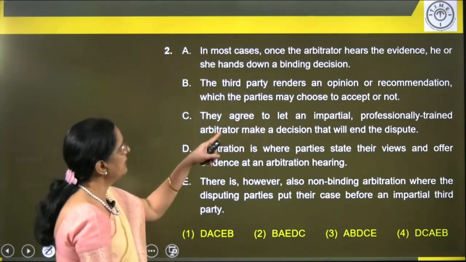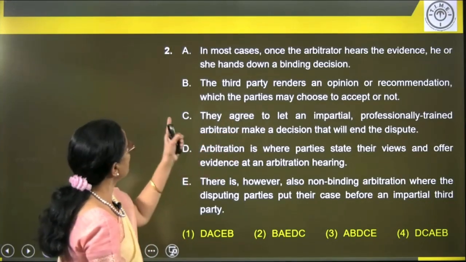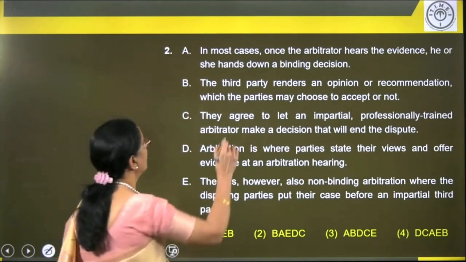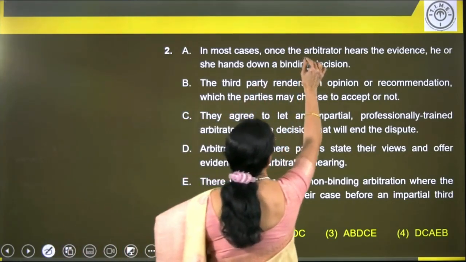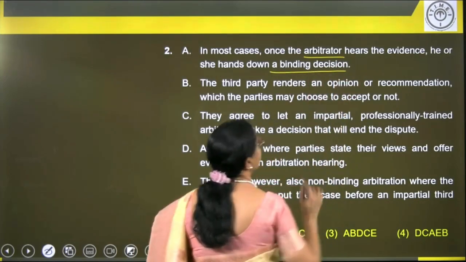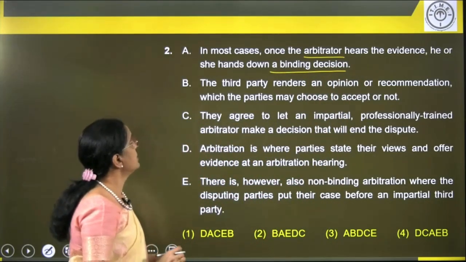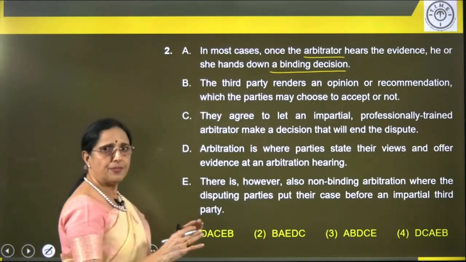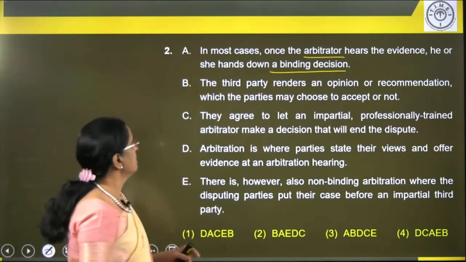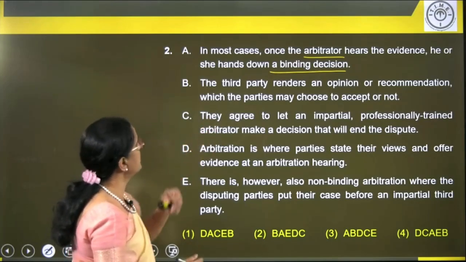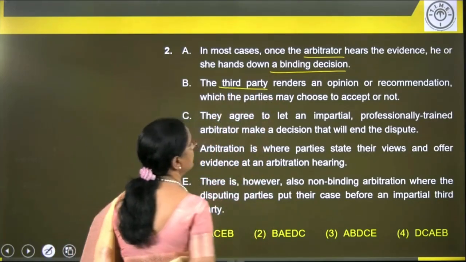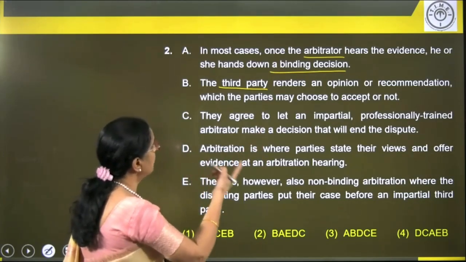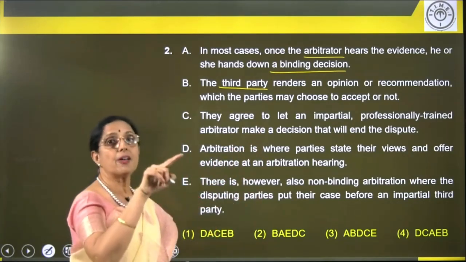Okay, fine. He or she hands down a binding decision after checking the evidence. So we are talking about an arbitrator, a binding decision. He gives a decision after checking both the parties. The third party renders an opinion or recommendation which the parties may choose to accept or not.